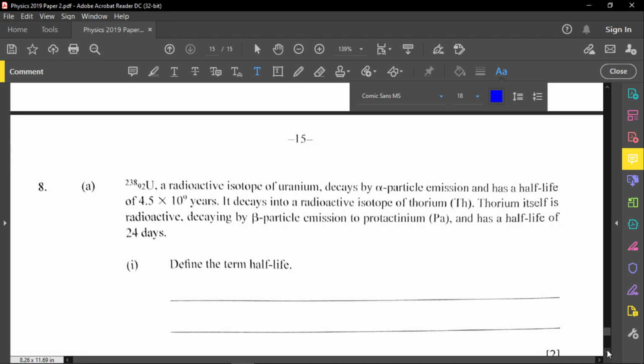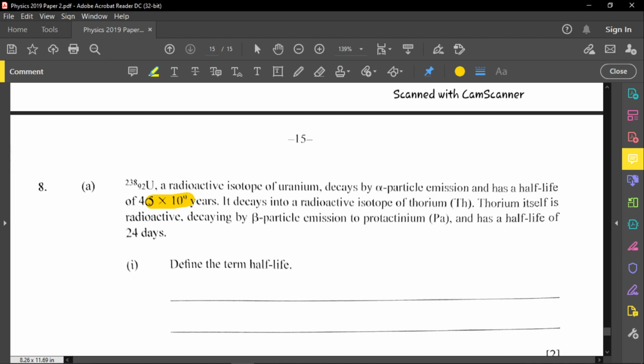So question number 8 now. We have uranium-238, a radioactive isotope of uranium, which decays by alpha particle emission and has a half-life, so I must highlight this, of 4.5 times 10 to the 9 years. Oh Lord, that's a long time. It then decays into the radioactive isotope thorium, and thorium itself is radioactive and decays by beta particle emission to produce protactinium. And this now has a half-life of 24 days. That's a short time.